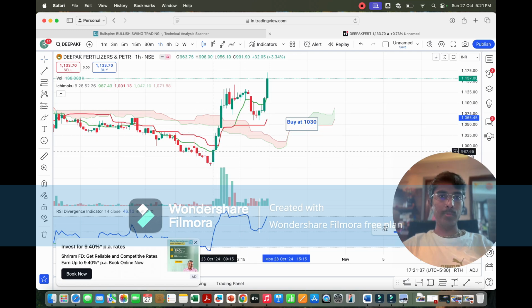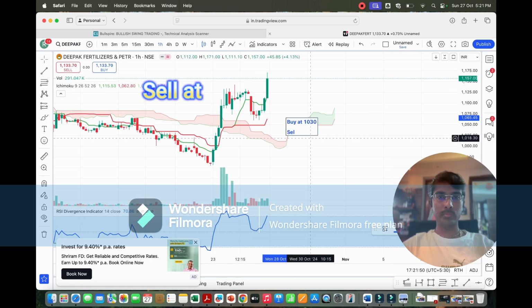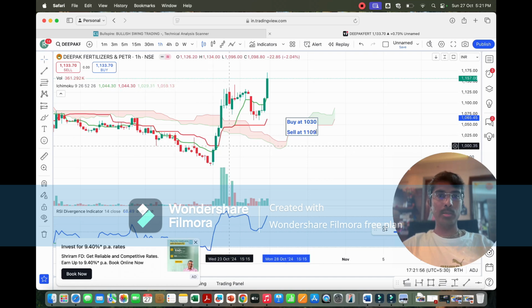In the 1 hour time frame, there is no sell signal till this green line is telling that 1109. Select 1109 as the target, and your stop loss should be 1001. Your SL is 1001.